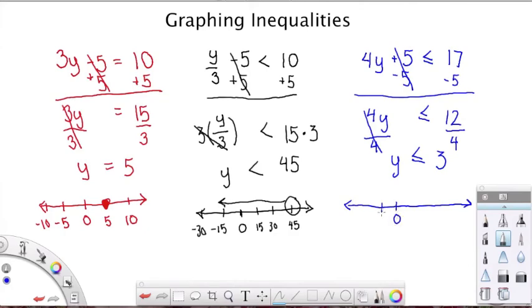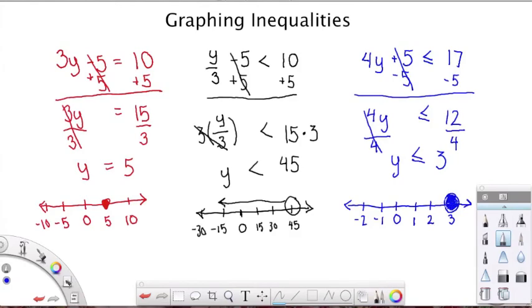Over here I'll put a negative 1, negative 2, and so forth. Over here I'll have a 1, 2, and a 3. I could go on, but I don't have to. And this says that y is less than or equal to 3. Well, I'm going to circle 3, and I'm not going to stop there because it says that y can be equal to 3. If y can be equal to 3, I can fill it in solid.